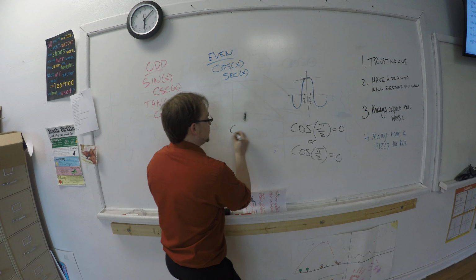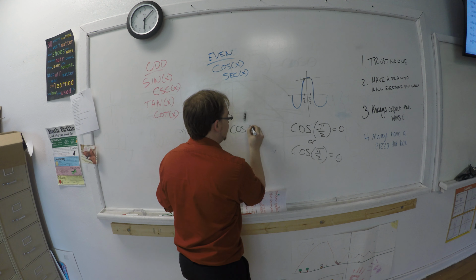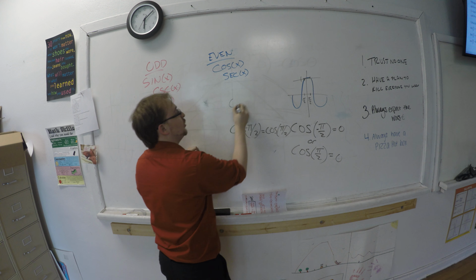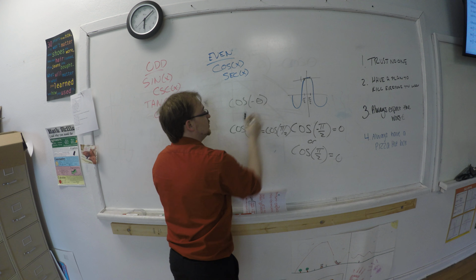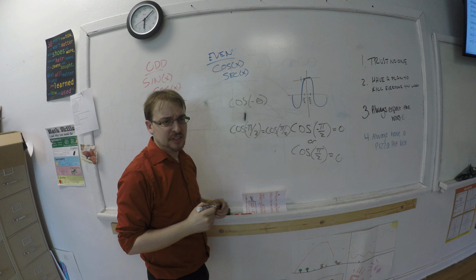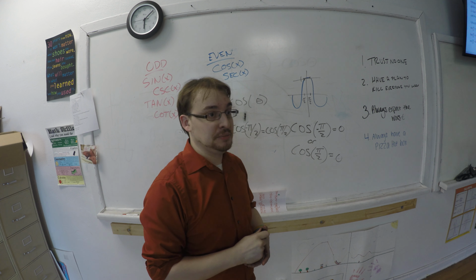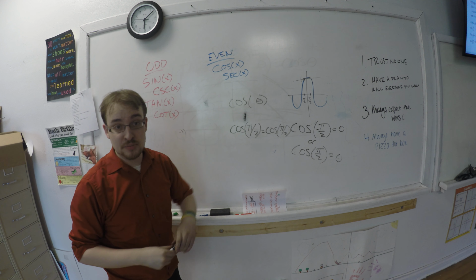So what I'm saying here is that cosine of negative pi over 2 equals cosine of pi over 2. So if you ever see a cosine of a negative angle, and everything else is in positive angles, just make the negative disappear. Cosine doesn't care. It's like a honey badger. Okay? Same thing.